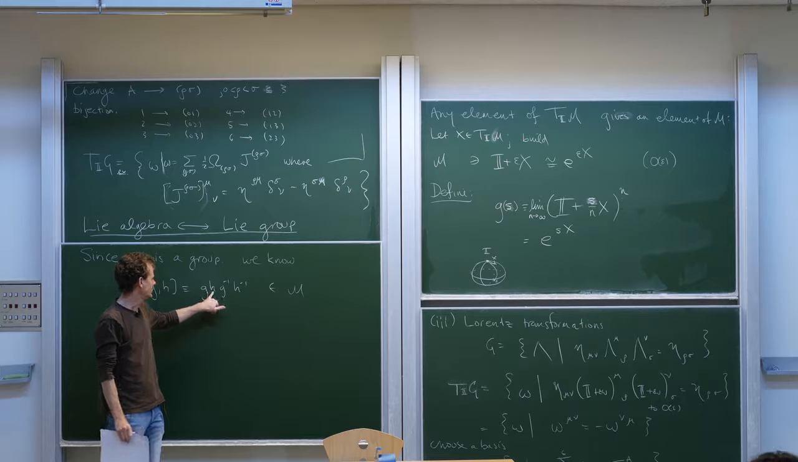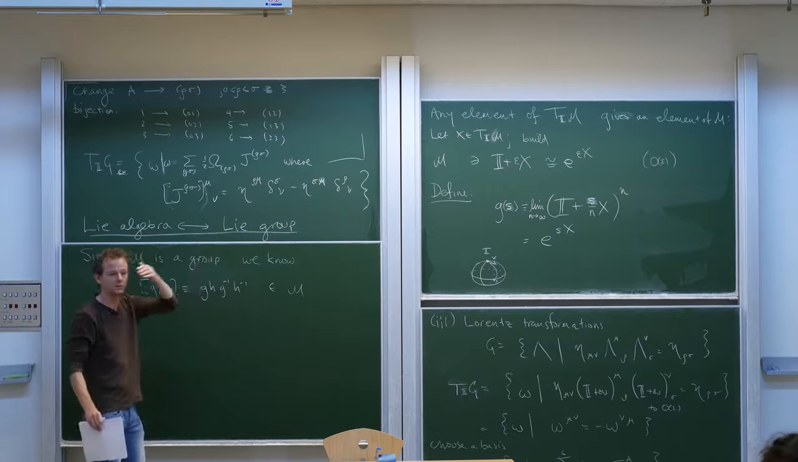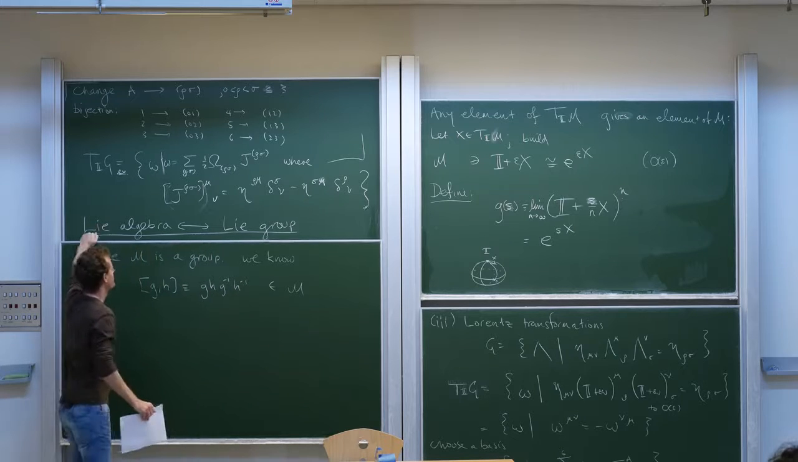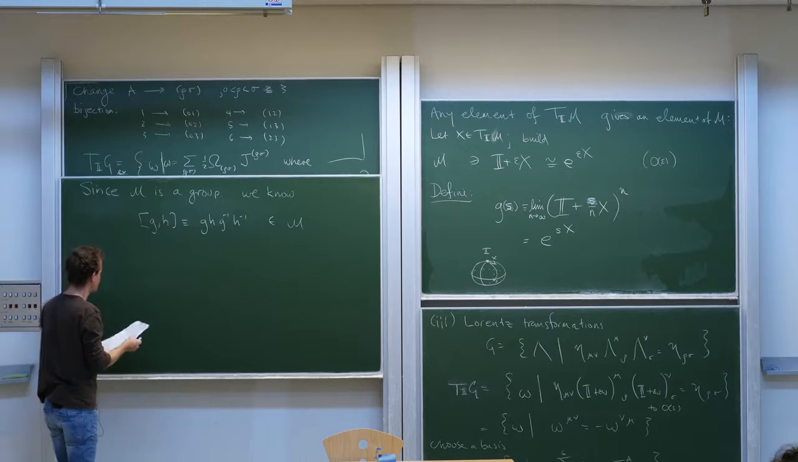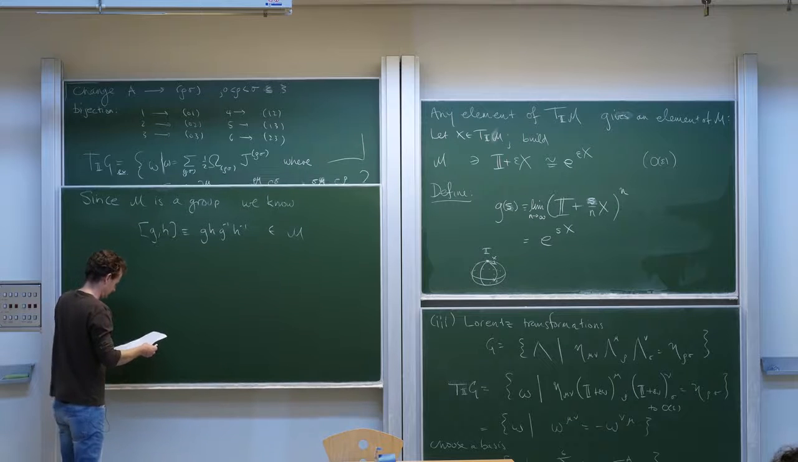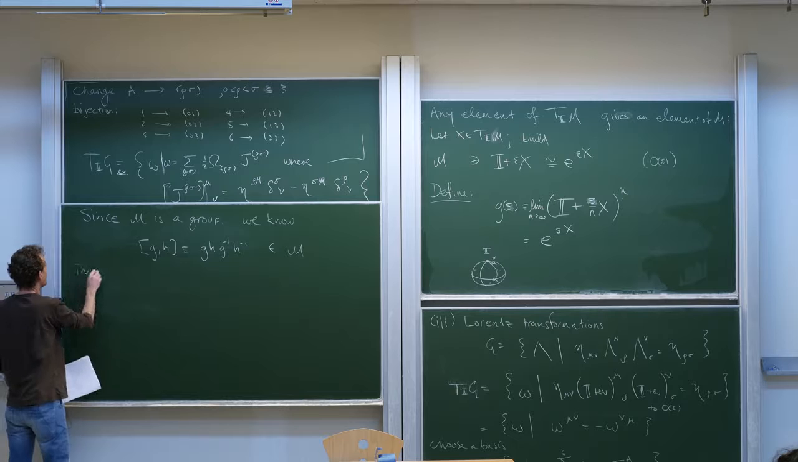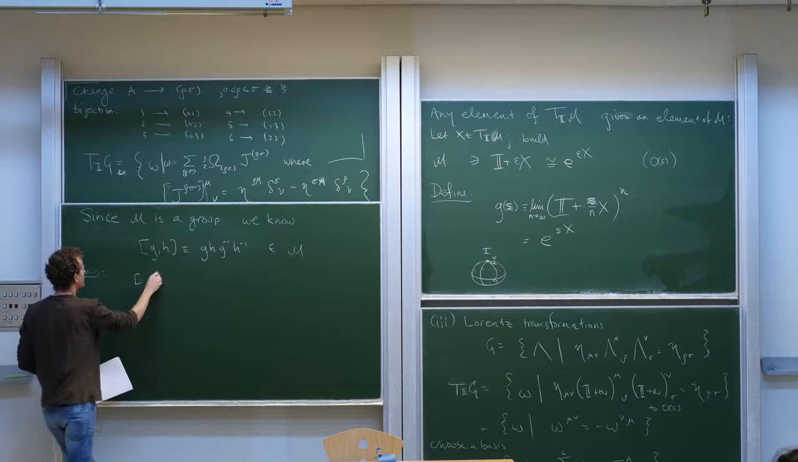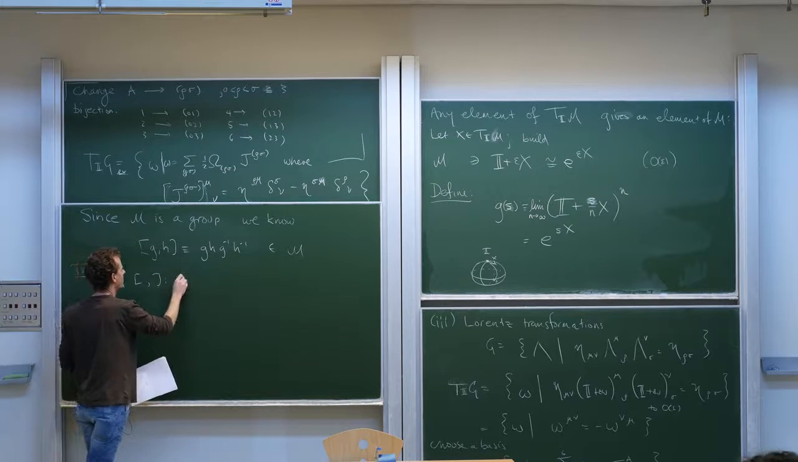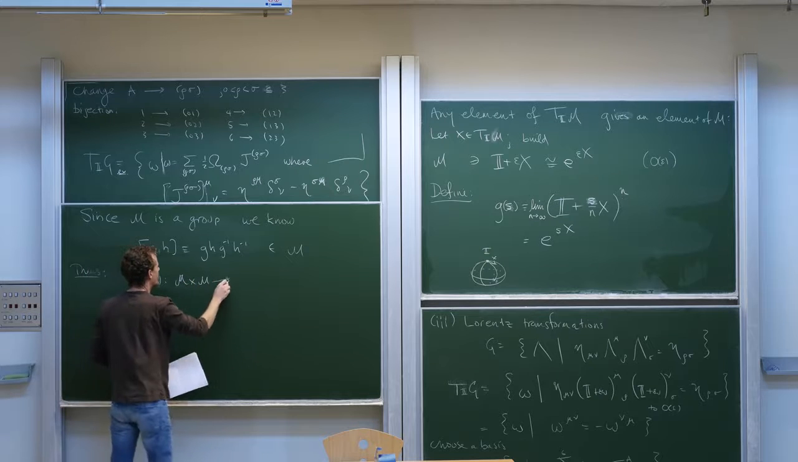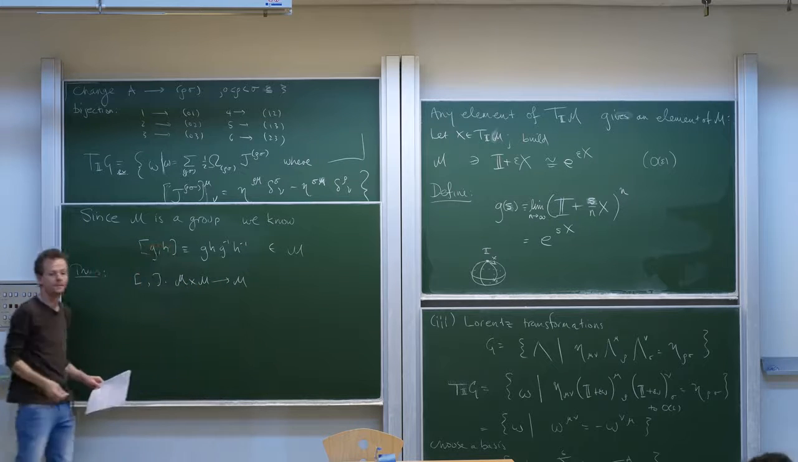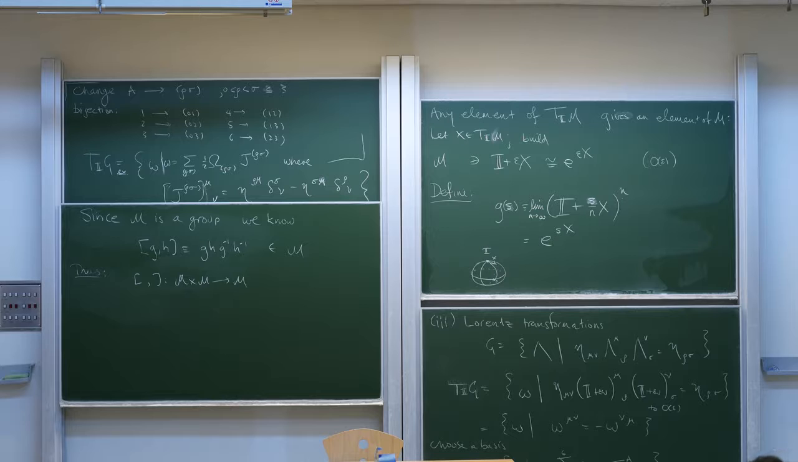G is in the group, H is in the group, G inverse is in the group by definition, H inverse is in the group, and all their products are in the group. So definitely that's an element of the group. And it turns out, thus, the group commutator is a map from M cross M to M. And we're going to study what this map does on the Lie algebra, on this tangent space.